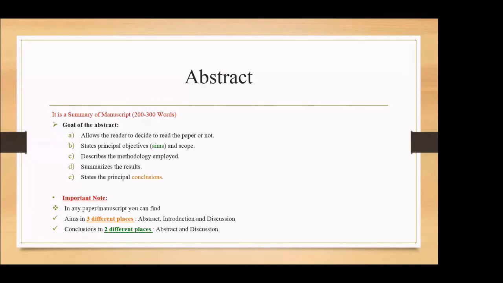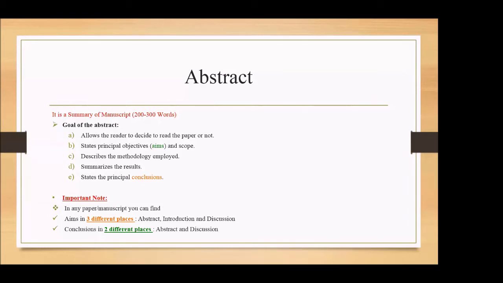Then you describe the methodology that you employed, not in very much detail. You have to remember that it's only 200 or 300 words. So you have to give only simple sentences about what you used, what you employed in your research.